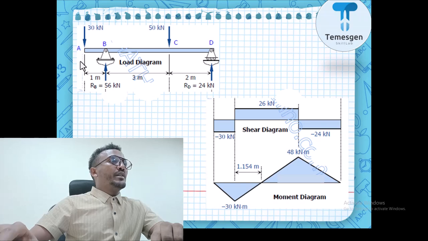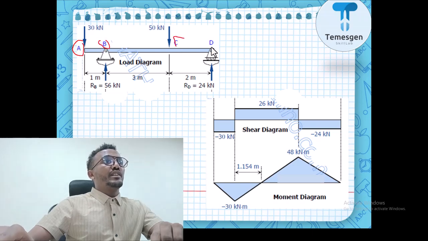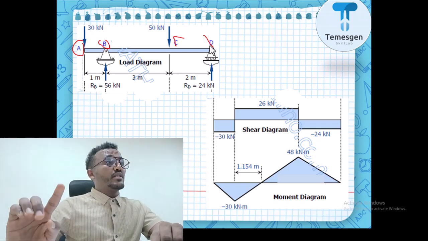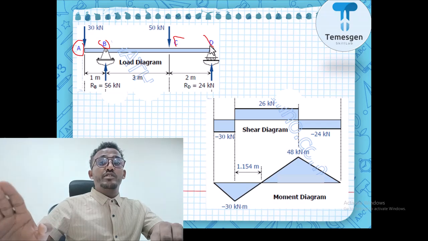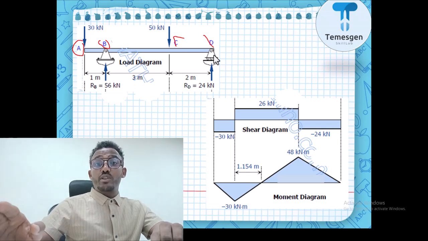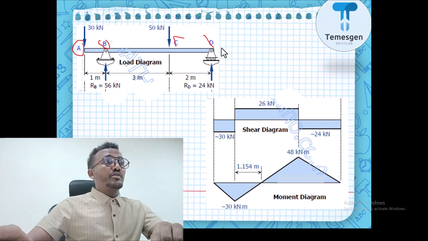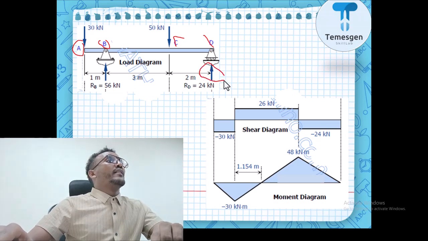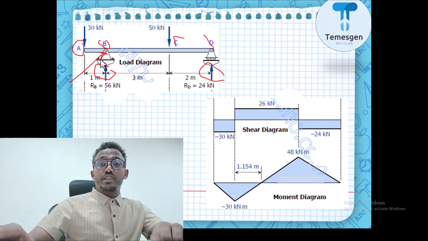So here we have the beam. As you can see, there is point A here, point B, point C and point D. At point B and at point D, the beam is supported. At point B it's pin supported, at point D it's roller supported. When we say roller, it means there is only this force, and when we say pin, there is this force, and also a force that comes in this direction.